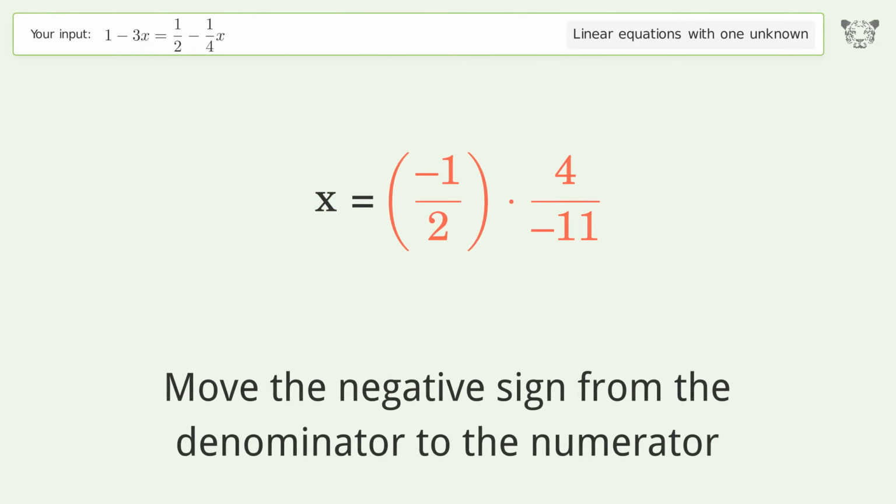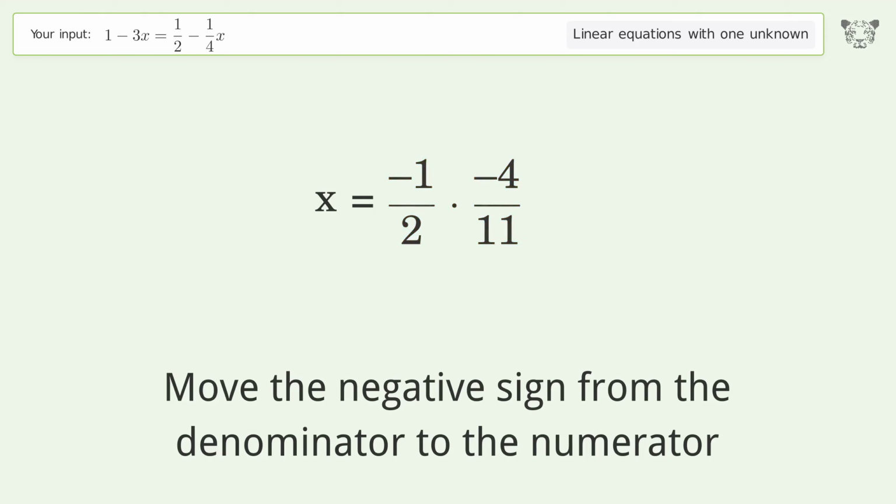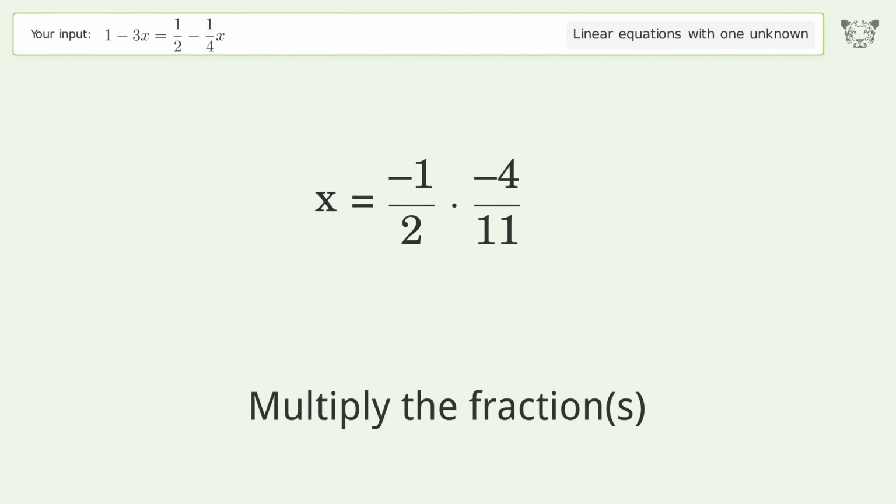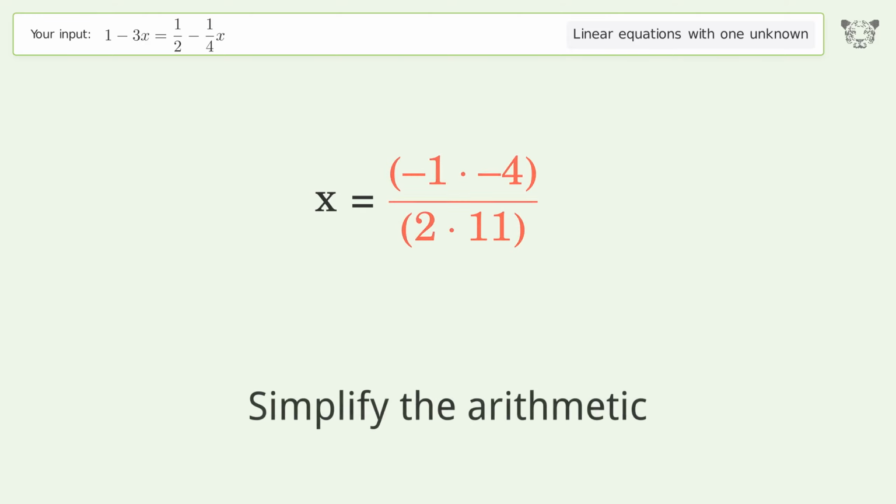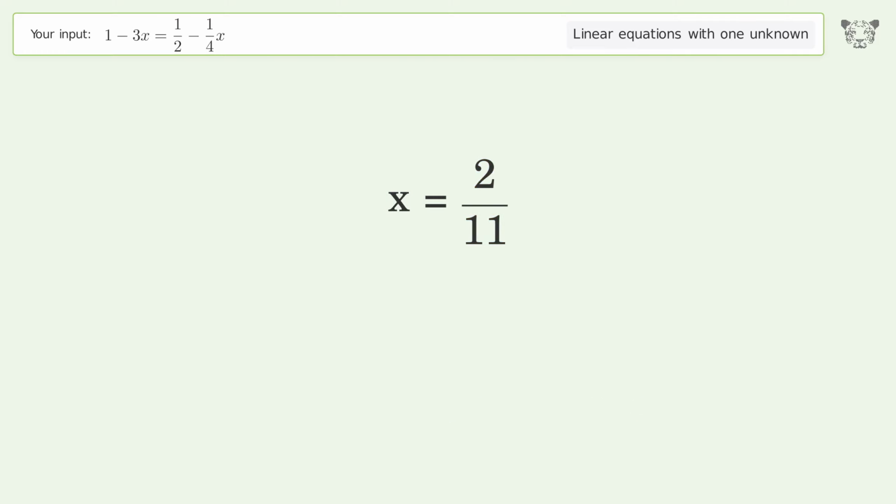Move the negative sign from the denominator to the numerator. Multiply the fractions. Simplify the arithmetic. And so the final result is x equals 2/11.